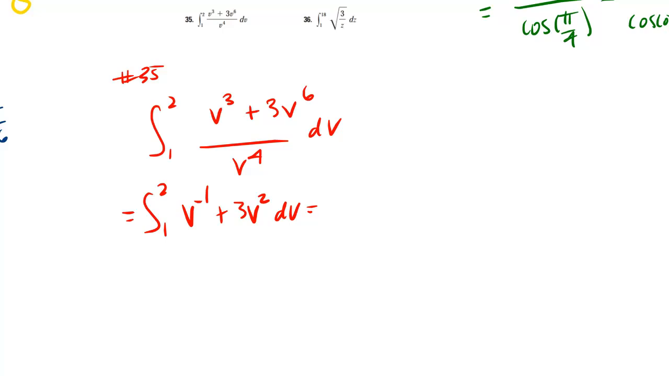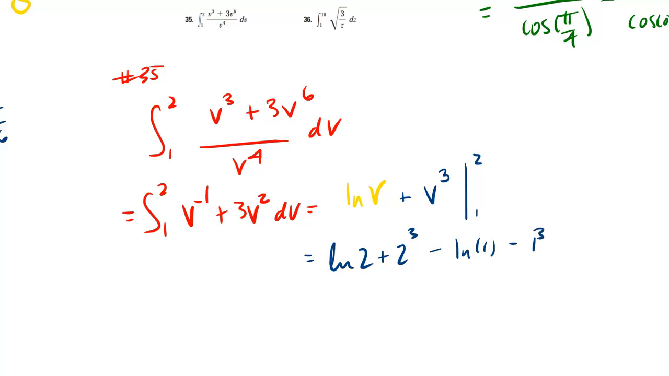Now remember, when I'm trying to do that exponent thing, v to the negative 1, if I add 1 to the negative 1, it doesn't really work. So we have to remember this is the natural log of v plus v cubed from 1 to 2. So natural log of 2 plus 2 cubed minus natural log of 1 minus 1 cubed. So natural log of 1, so e to what power is 1? That's 0. This is then equal to the natural log of 2 plus 7.